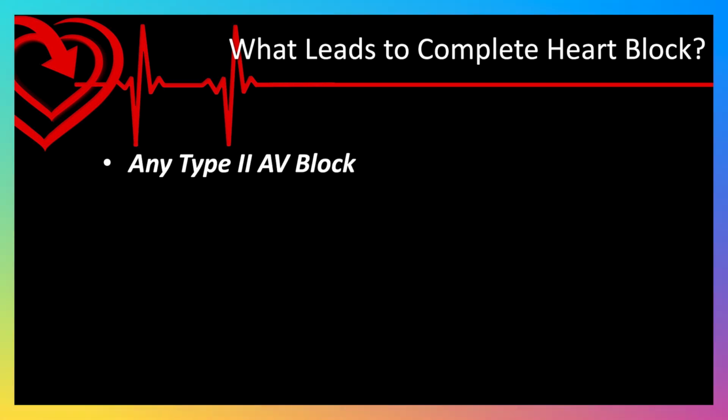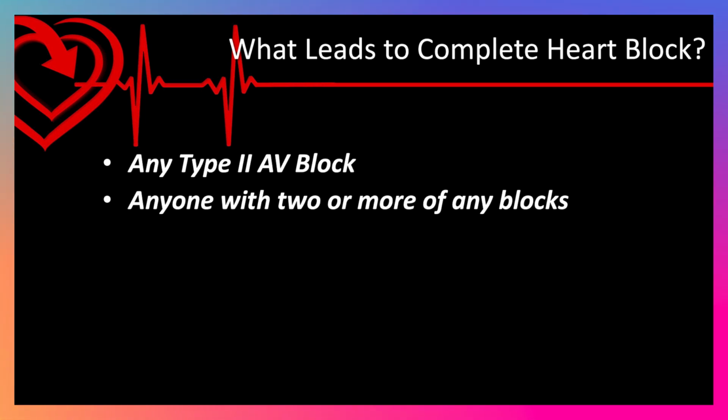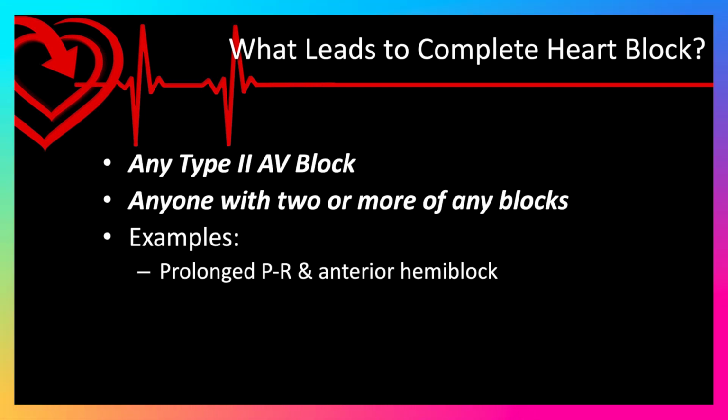Any type 2 AV block, a second degree type 2, is a good clue that there's erratic and inconsistent conduction through the AV node. It's just a short distance away from a complete blockage. Anybody with 2 or more of any of the blocks. For example, if you see a prolonged PR, we usually classify that as a first degree block, and we don't attach much clinical significance to it.